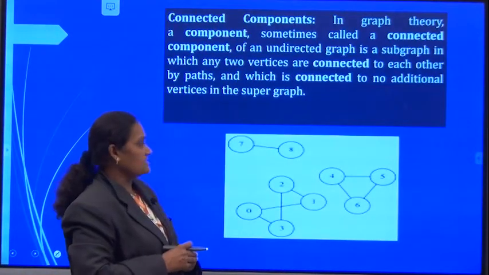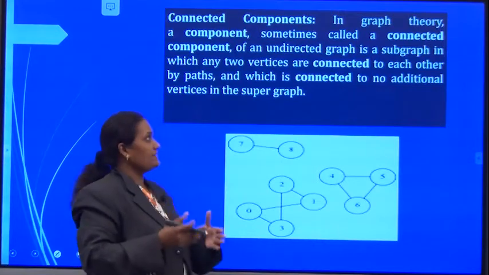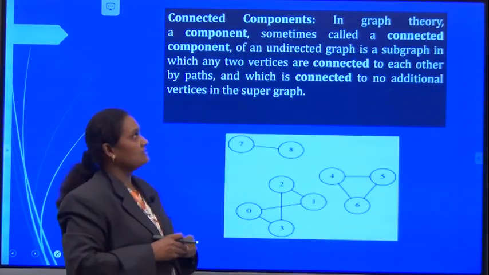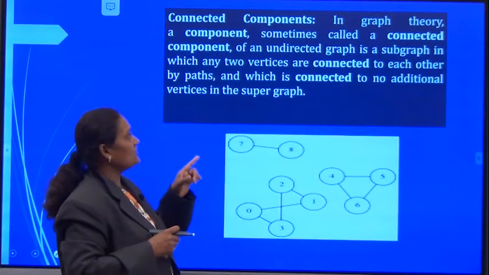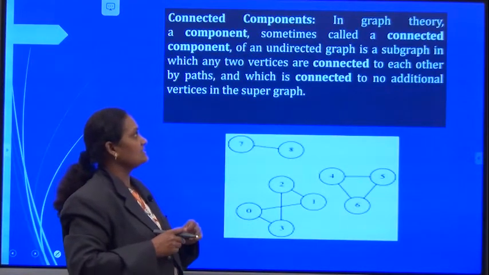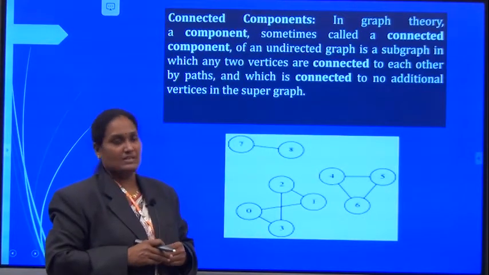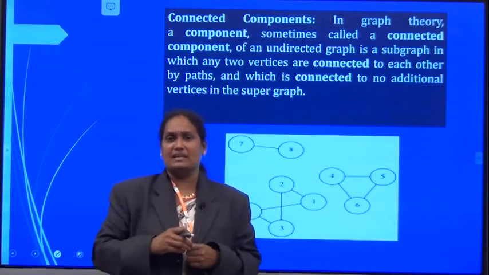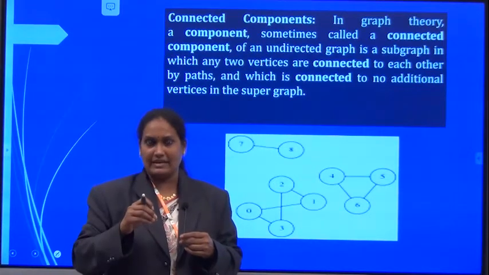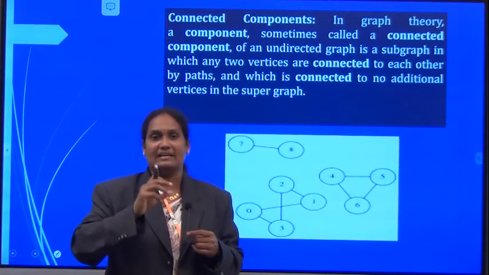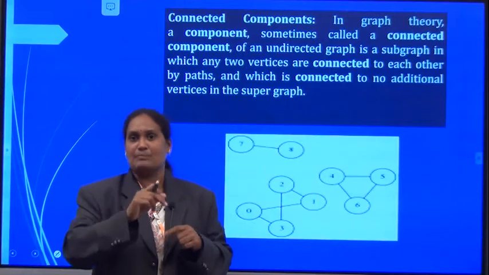Let us see connected components. What are the connected components? In graph theory, a component, or sometimes called a connected component, of an undirected graph is a subgraph in which any two vertices are connected to each other by paths and which is connected to no additional vertices in the supergraph. So simply saying, a connected component means a subgraph of a connected graph. That subgraph should also be connected. That is, there should be a path between every pair of vertices in that subgraph also.